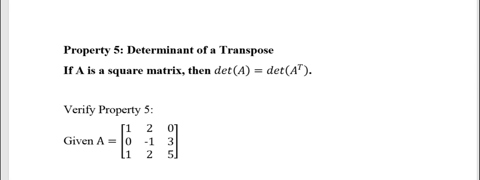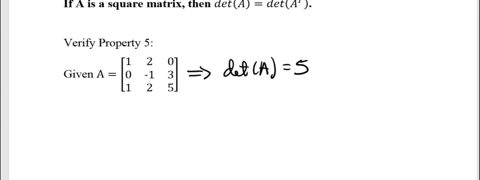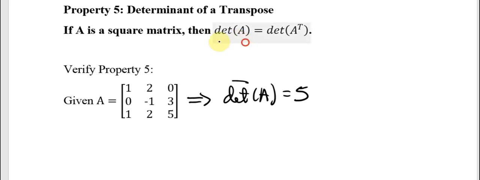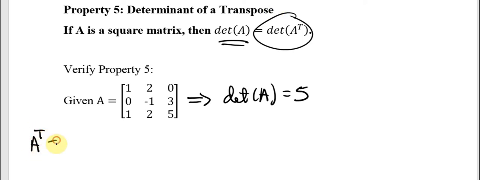Property number 5. Here, the determinant of a transpose, if A is a square matrix, then the determinant of A is the same as the determinant of A transpose. So this is the same matrix here in the previous example, and from there we found that the determinant of A was equal to 5. So now I'm just going to verify property 5. So in other words, okay, we've shown this. Now let's see if we can show this. So we find A transpose, and then we find its determinant.